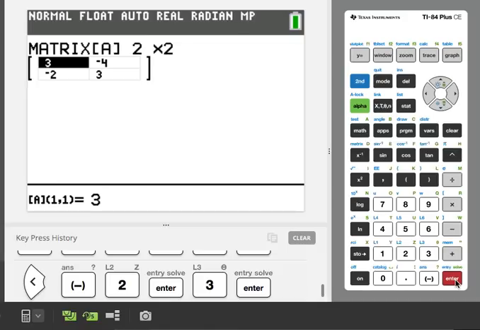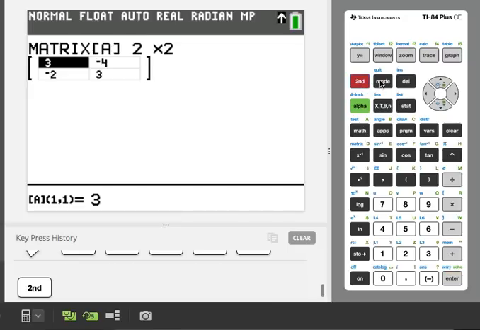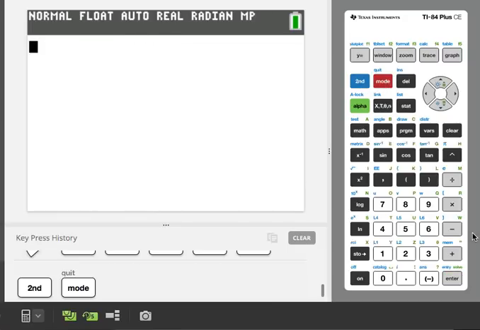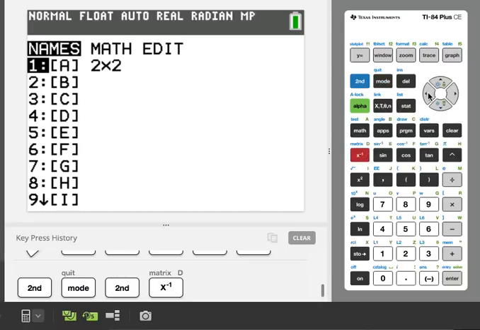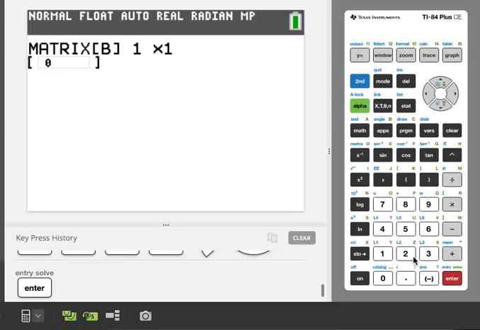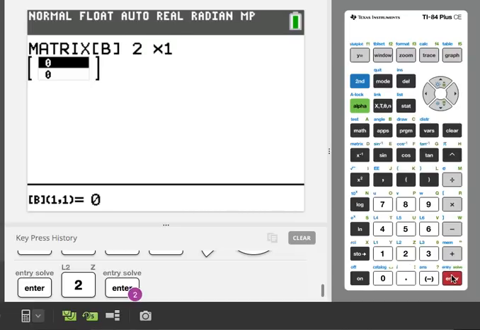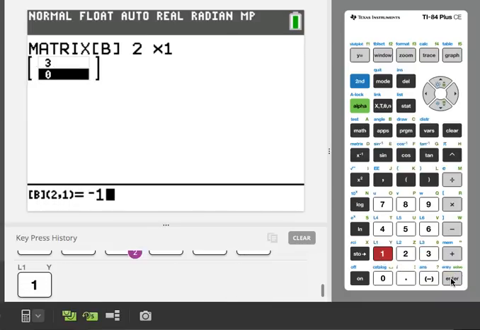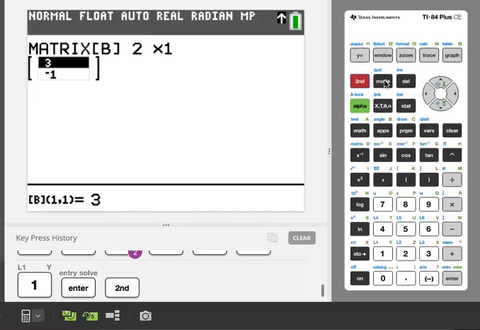Very important thing that you do now: once you get everything typed into matrix A, you need to quit. So second, quit right now, and go back to the home screen. Now go back to the matrix menu, second, matrix, and go to edit. This time we want to go down to matrix B, number 2, and enter the dimensions. Remember, we're not typing in our XY matrix. We're not doing matrix X. Matrix B is a 2 by 1, and all it had was 3, -1. Now I'm going to quit out of it again.